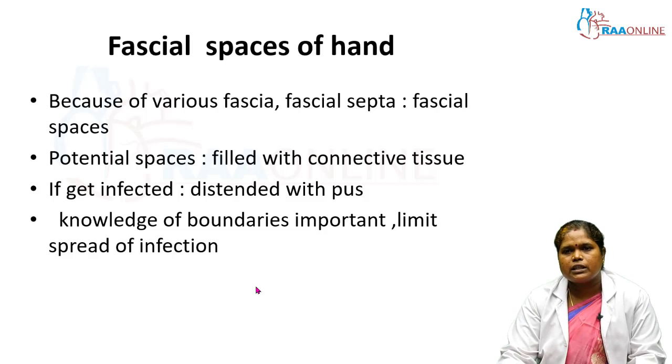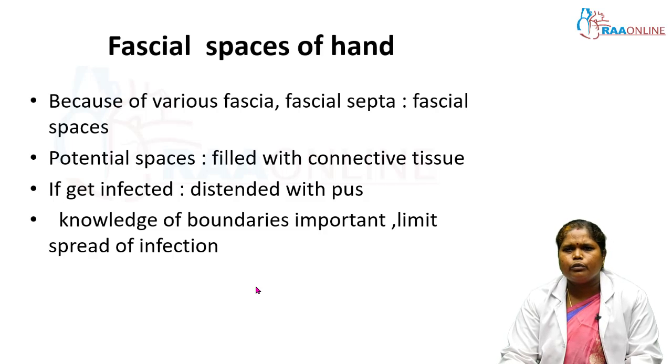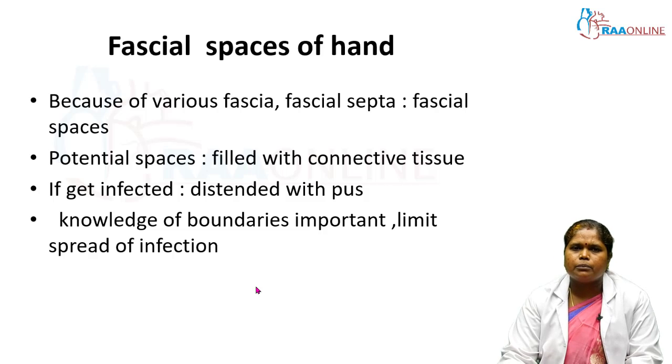These spaces are potential spaces. Potential means that normally these spaces will be a slit-like gap, containing only some loose areolar connective tissue. That is the potential space. If there is an infection in the surrounding structures, the pus will collect in this space. In that condition, these potential spaces will become surgically significant spaces.